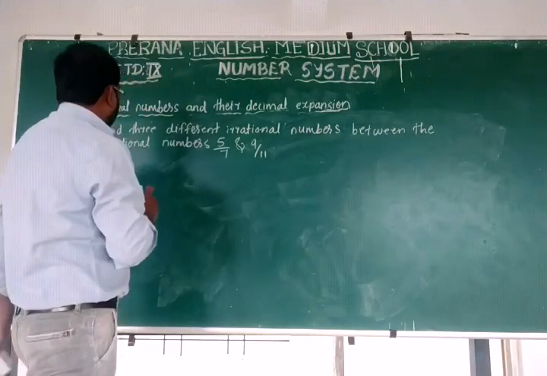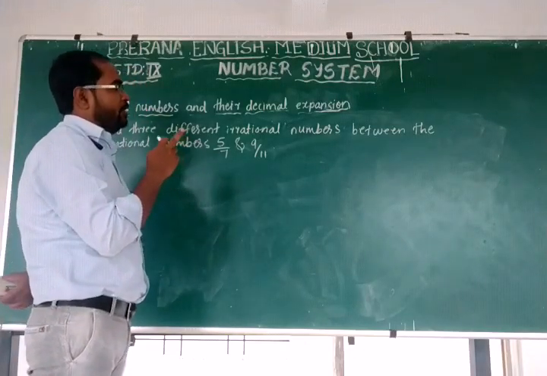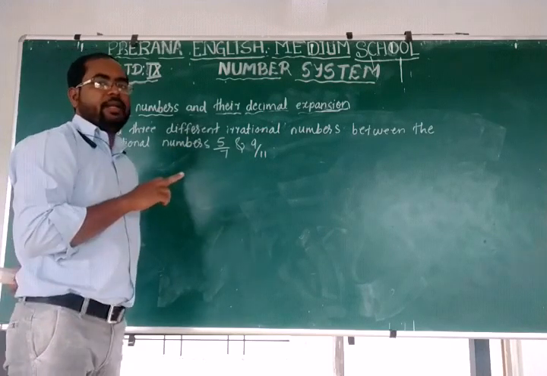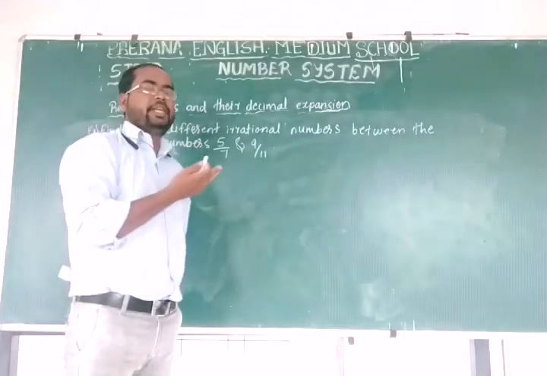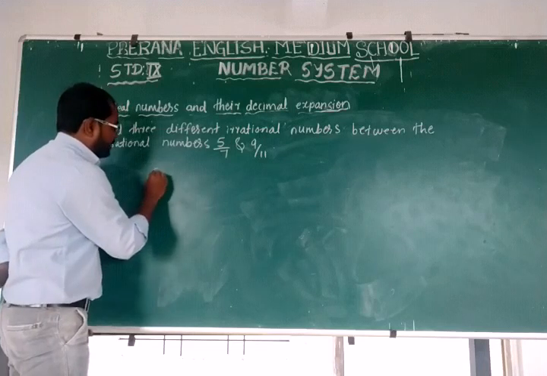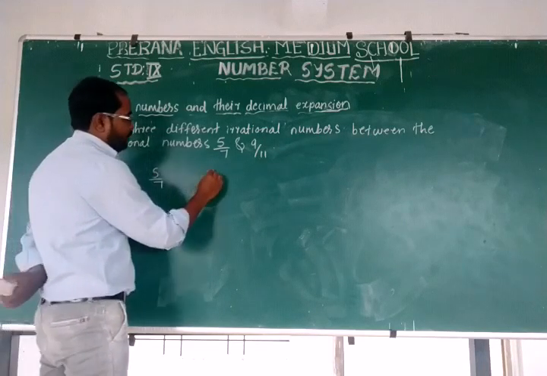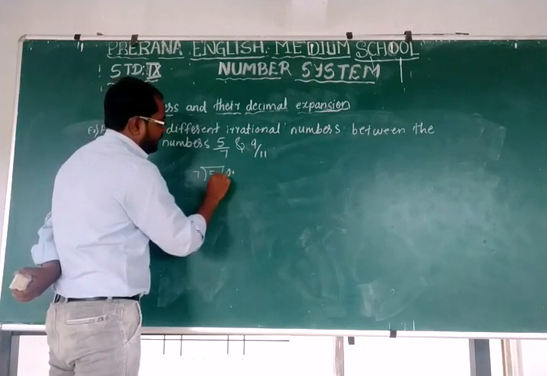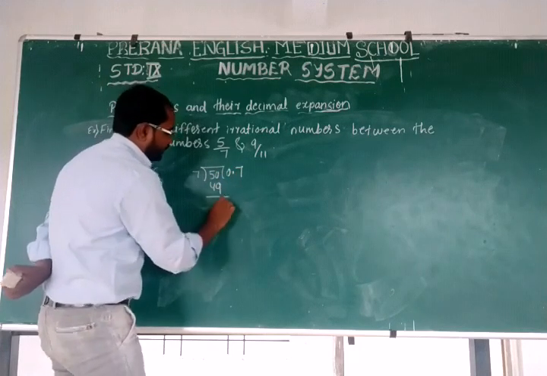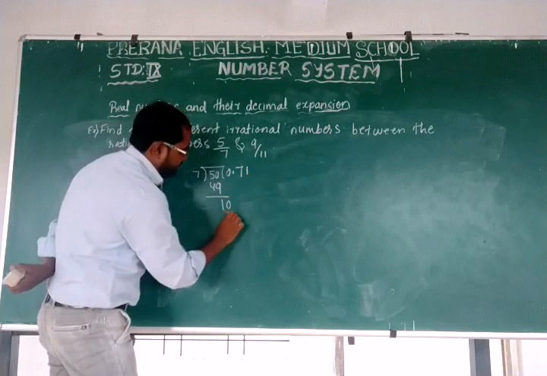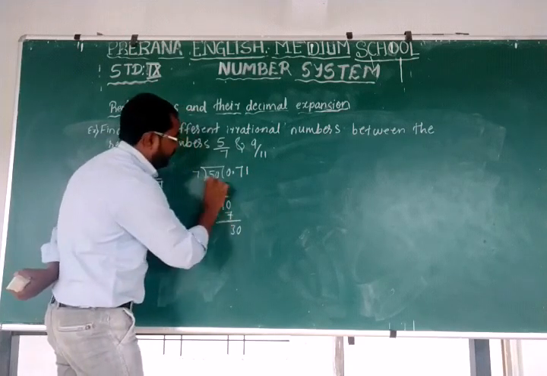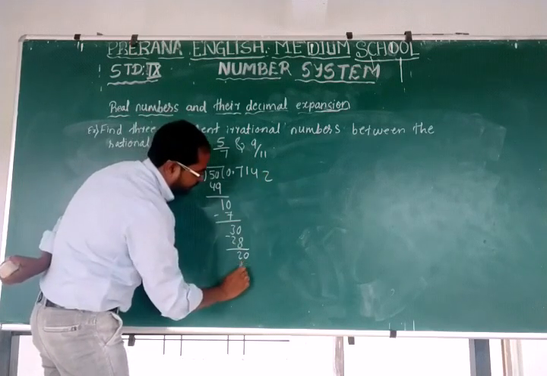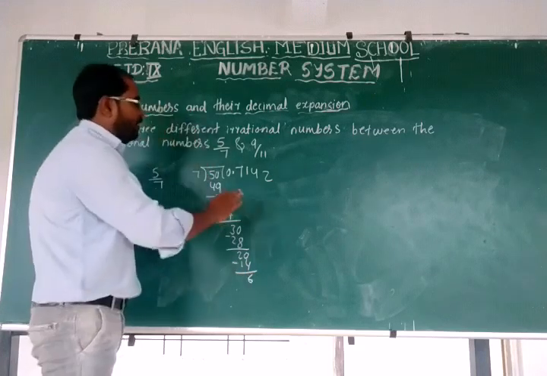For the next example, find 3 different irrational numbers between the rational numbers 5 by 7 and 9 by 11. So take 5 by 7 and divide it. When you divide 5 by 7, you can't divide, so take a point and take 0. 7 sevens are 49, so the remainder is 1. Take 0. 7 into 10 is 7. The remainder is 3. Make it 30, 7 into 4 is 28, so the remainder is 2. Take it as 20, 14, and 6 is the remainder. This goes on continuing.